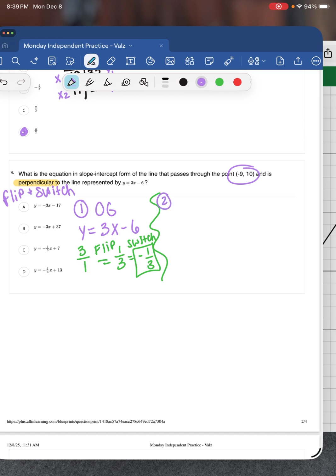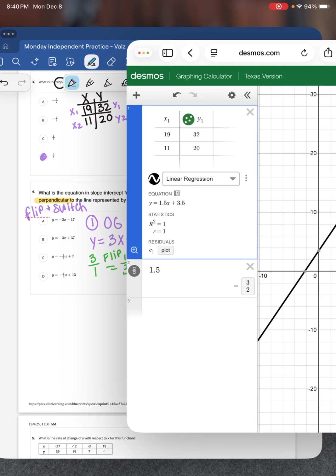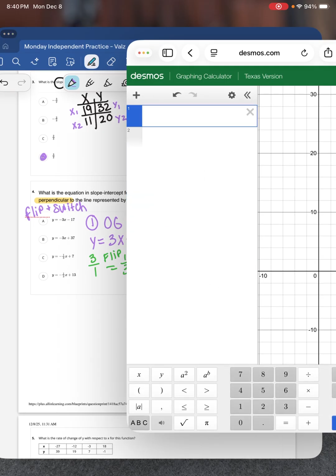Okay, step 2 is making our table in Desmos with our point, so -9 and 10. Step 3 is our formula. And yes, we want to write this over and over and over again so when it comes down to the test, we don't forget. And step 4 is to write this perpendicular slope into Desmos. Okay, so now we're going to come here and we're going to go ahead and do those steps.